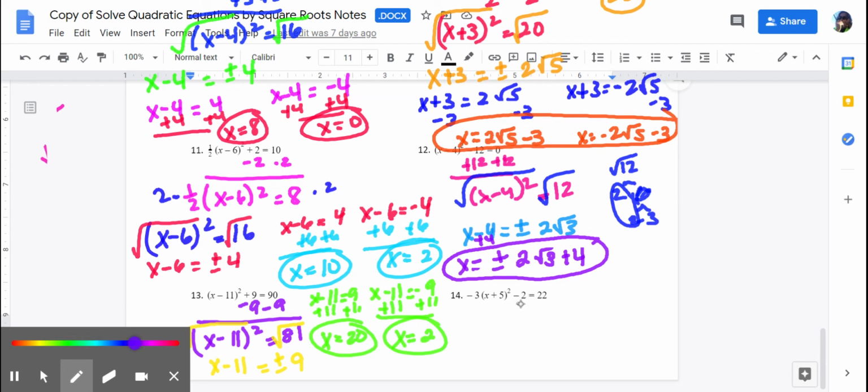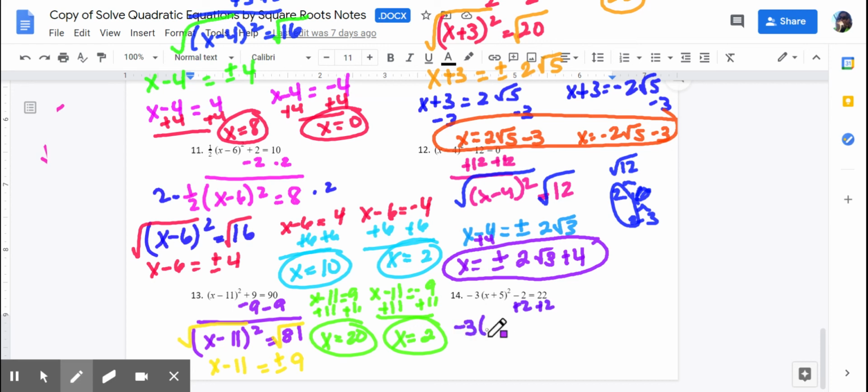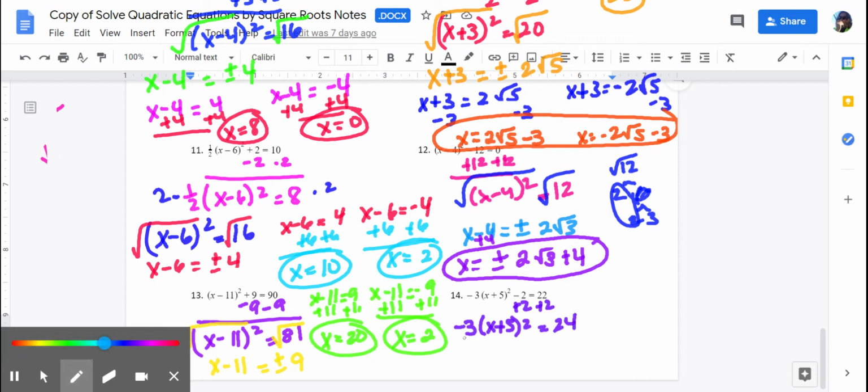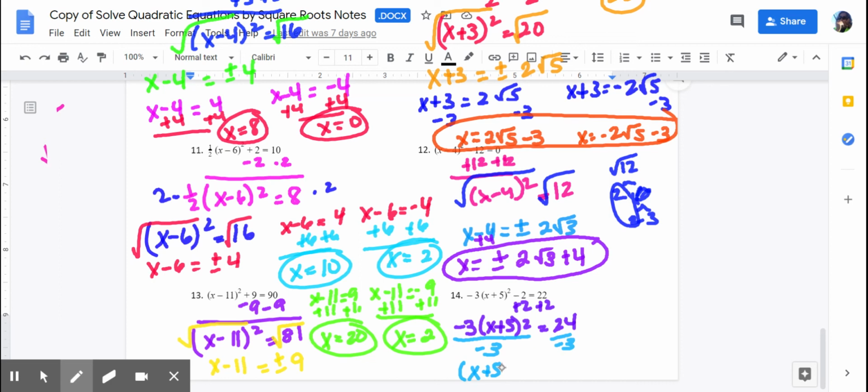Number 14, start by adding 2 to each side. We'll have negative 3 times x plus 5 squared. That's going to equal 24. Well, I want to divide each side here by negative 3, where I'm left with x plus 5 squared equals negative 8. At this point, when I take the square root of each side, I can see that I have a negative inside of my radical. So for 14, there will be no solutions.